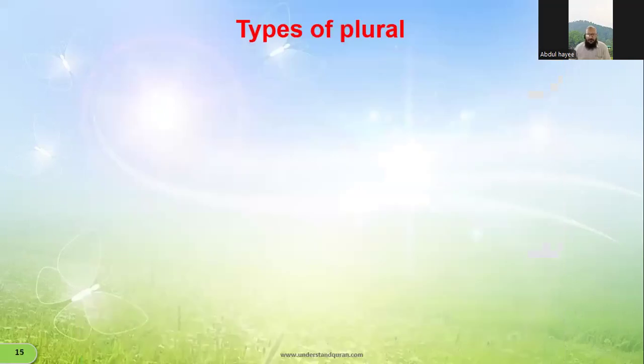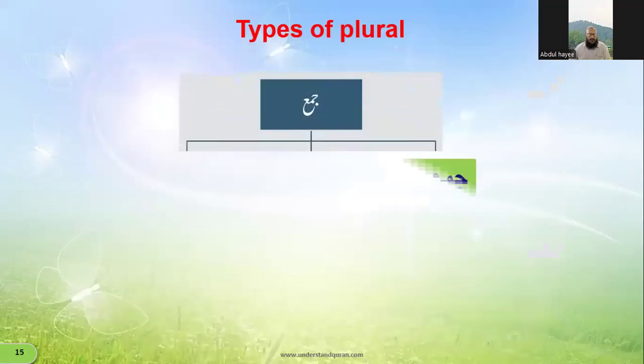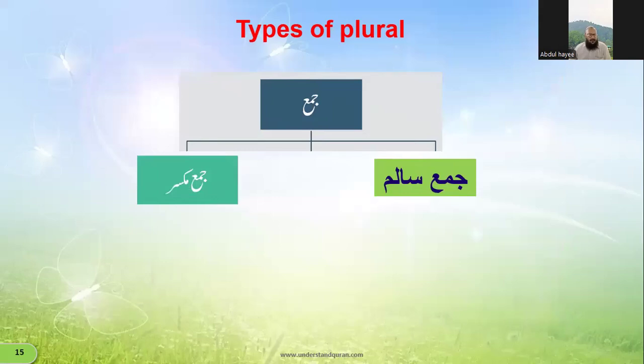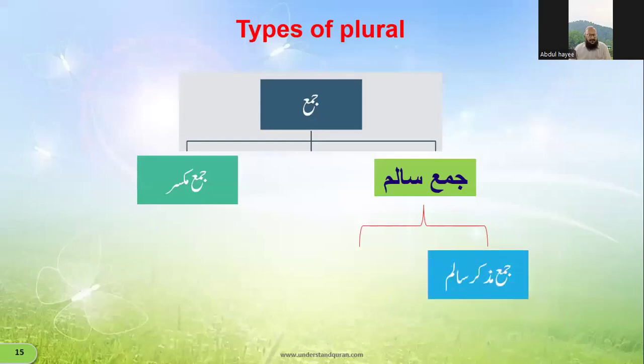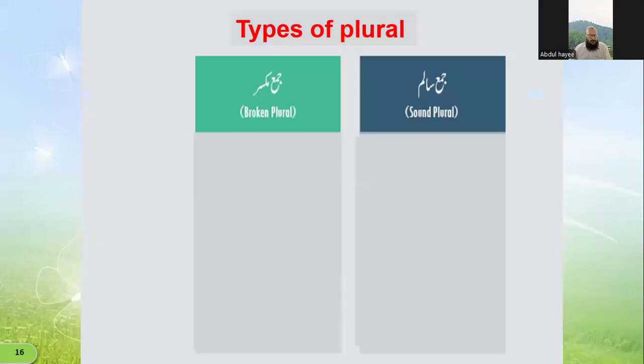Let's go to the plural. Plurals are of two types. One is called jam' salim, the other is called jam' mukassar. What is the difference? In jam' salim, the original singular noun remains intact. It is of two types: jam' muzakkar salim, the masculine, and jam' mu'annath salim, the feminine plural. Look, the jam' salim.